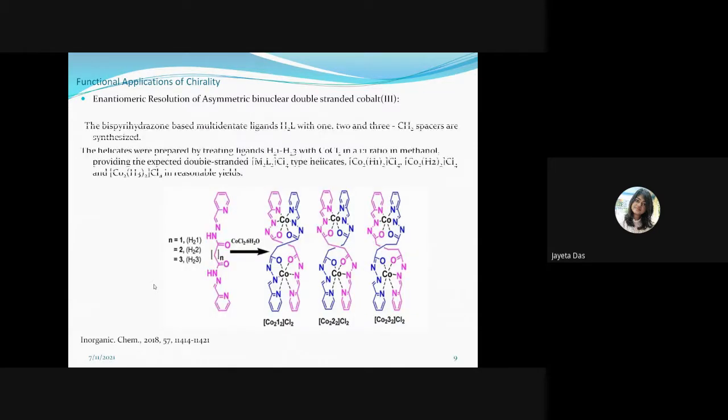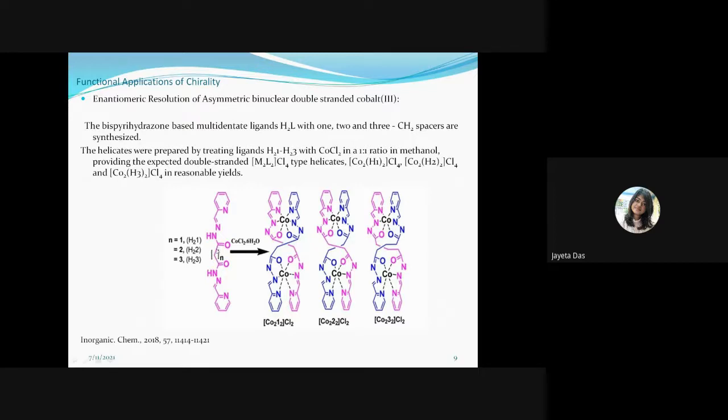So, what are the functional applications of this chirality? Here I will discuss one functional application, which is enantiomeric resolution of asymmetric binuclear double-stranded cobalt(III) helicates. Here you can see I took one ligand, and this has a spacer between them. What is a spacer? With this nitrogen and oxygen, these can donate their electrons to bind to a metal atom, and similarly these three also can donate electrons to bind to a metal atom, and the space between them is called the spacer.